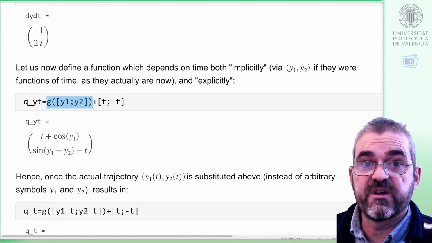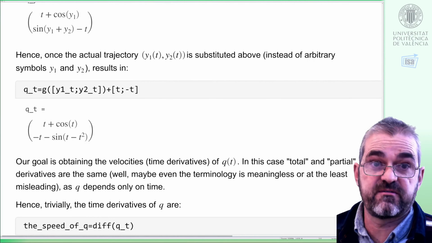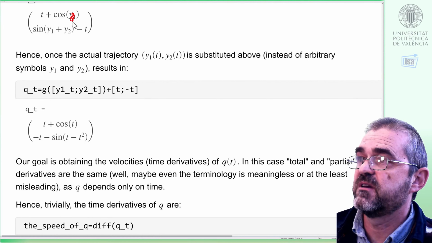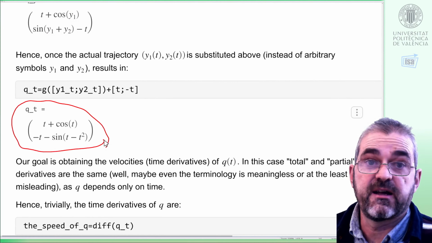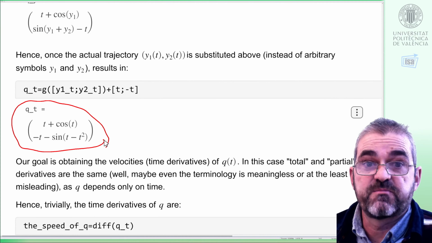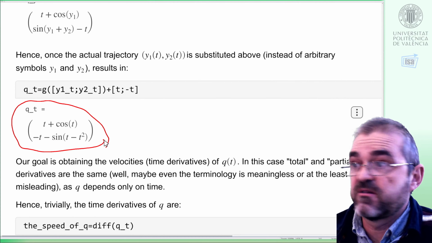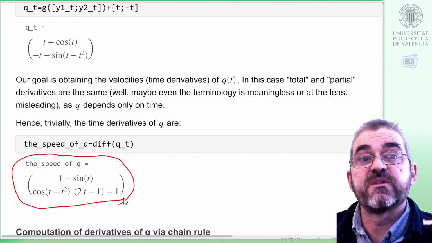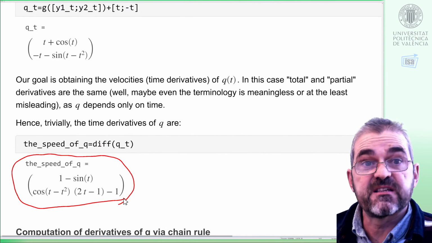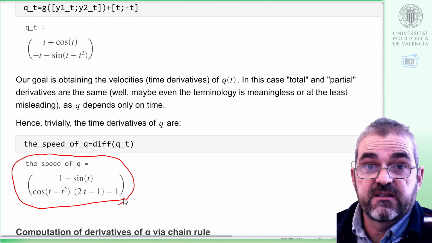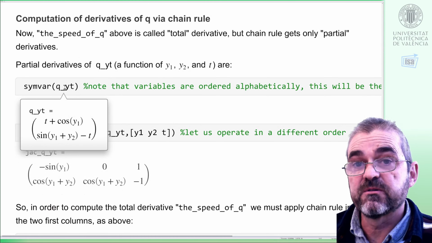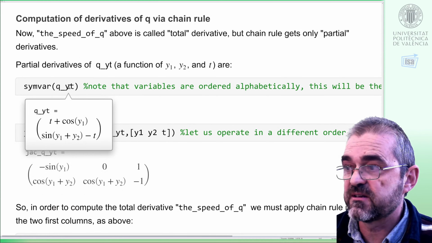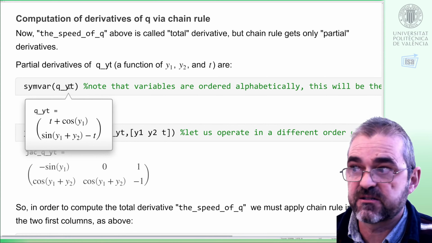First, the obvious way of doing this, if we know the trajectories beforehand. If we know the trajectories, I just substitute in here the actual expressions and I get a function of time. So, you know, the speed of components 1 and 2, it's just taking the time derivative. So I will store this as the speed of Q, and our objective is using chain rule to obtain exactly the same expression. That thing we called the speed of Q will be named the so-called total derivative of this Q(y,t) that depends on 3 letters.